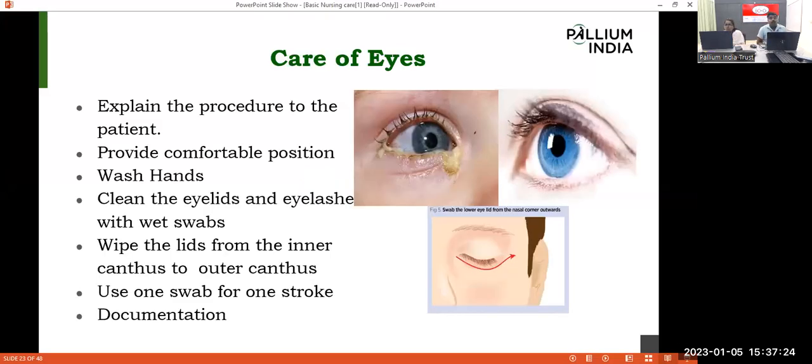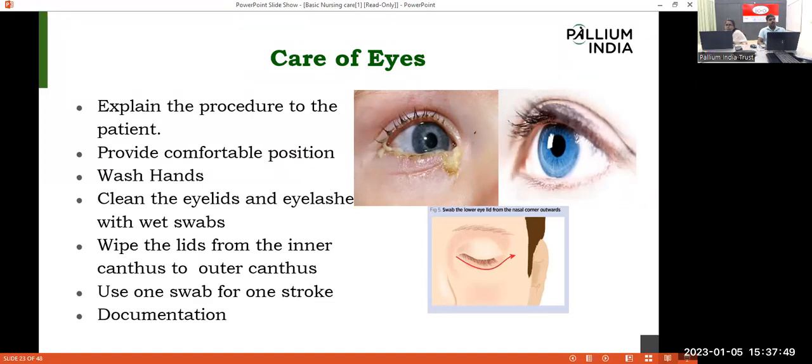Then we can move to the second one, care of eyes. As with oral care, eye care is also very important because we need to avoid any inflammation and infection periodically for this type of patient. And dryness of the eye also we need to avoid, because otherwise it will cause inflammation and infection.